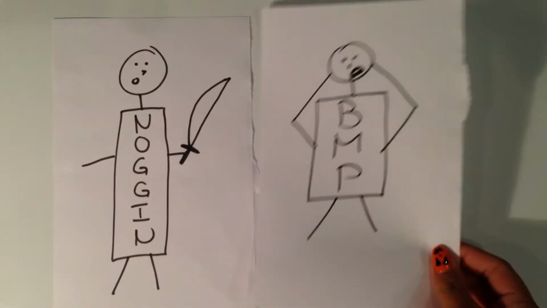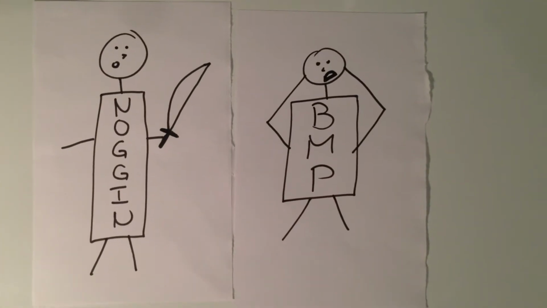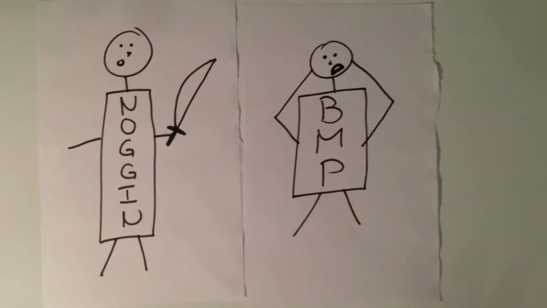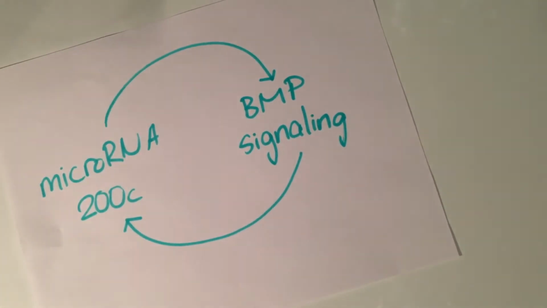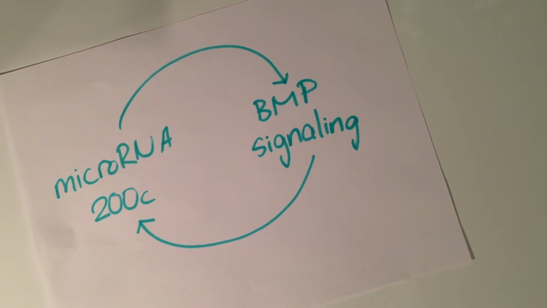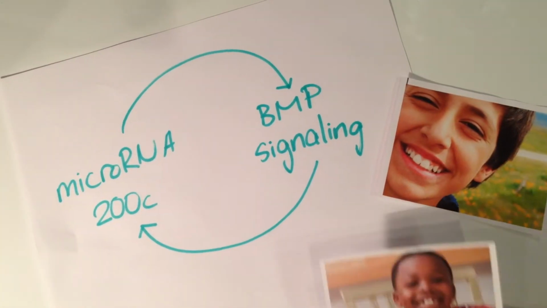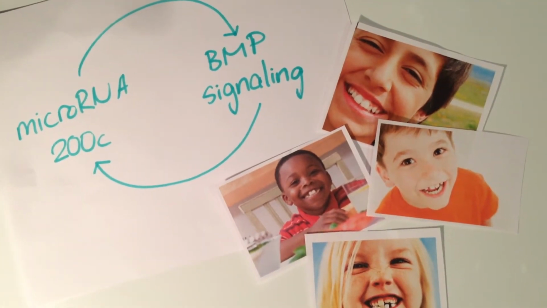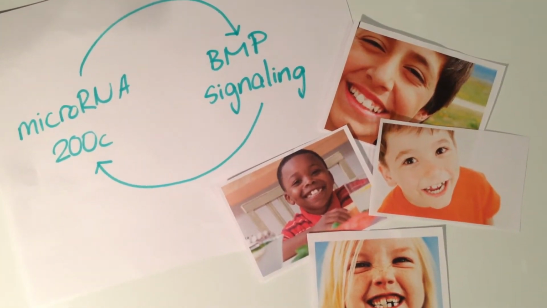Before we continue, you are probably wondering what noggin is. Well, it is a BMP antagonist and is also a direct target of microRNA 200C. So microRNA 200C and BMP signaling work in a positive feedback loop. Also, microRNA 203 targets the BMP antagonist BMPER and is activated by endogenous PITX2. So what is so important about BMPER? Well, BMPER is expressed in dental epithelium during tooth development, showcasing the tissue-specific activity it possesses.